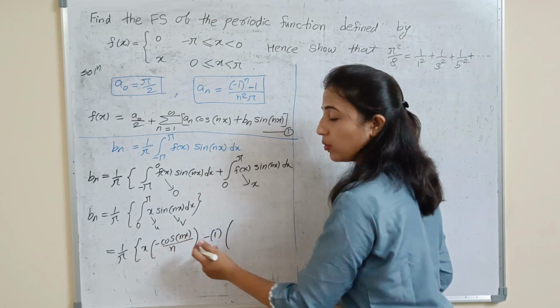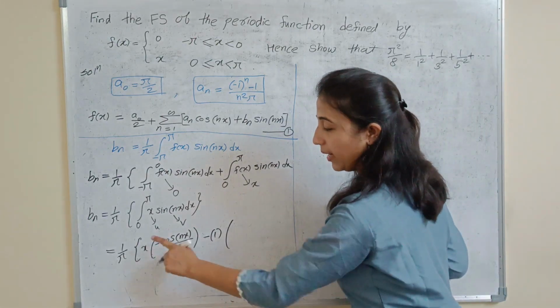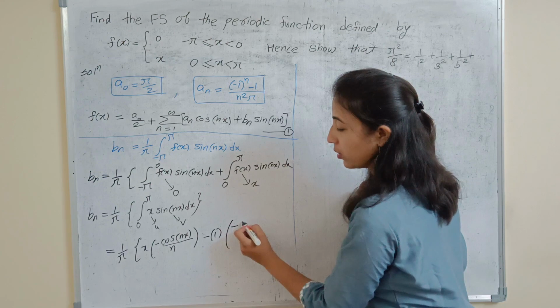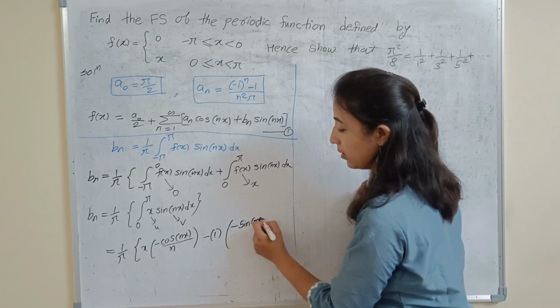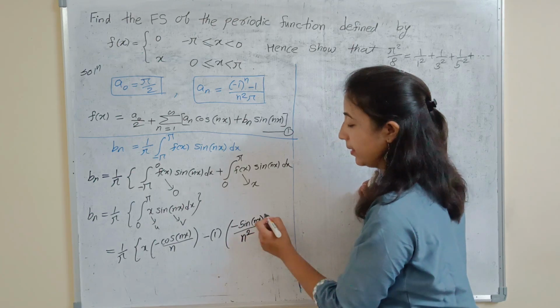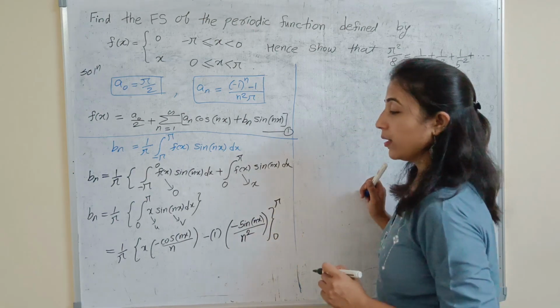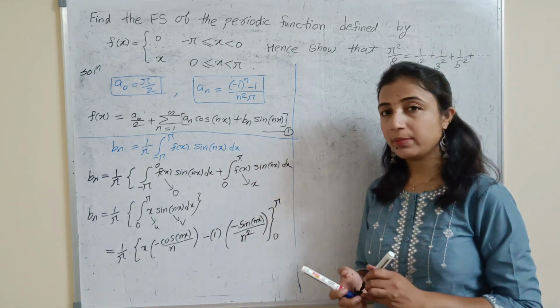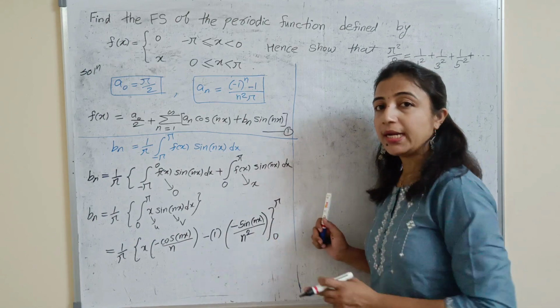So integration of cos is sine nx upon n, and here there is already a minus sign, so we can write integration of cos is sine nx upon n, and here n is there already, so it becomes n square. The limit is 0 to pi. Now put upper limit minus lower limit, and as you know that for upper as well as lower limit, sine is 0.